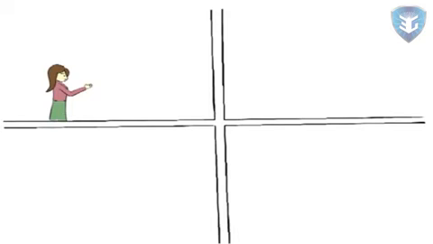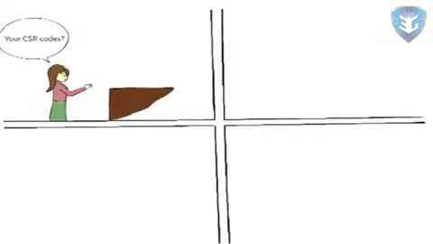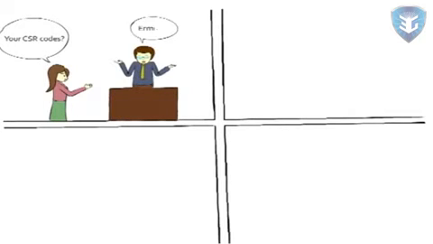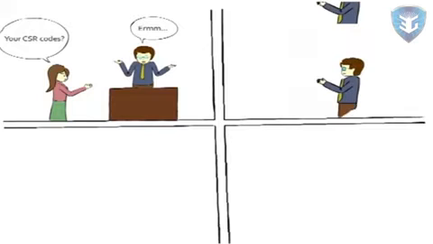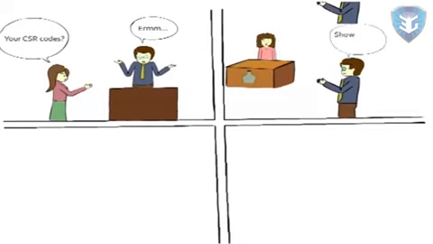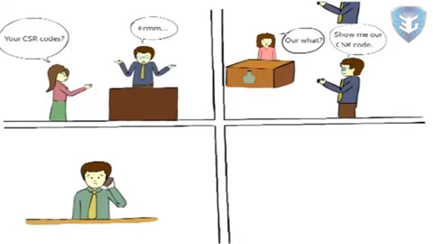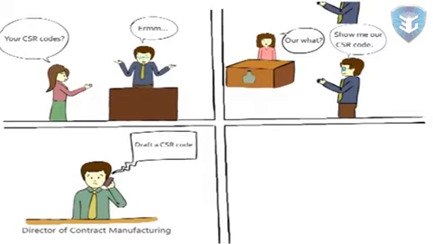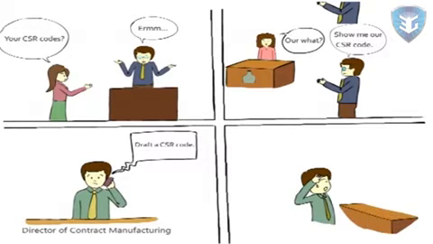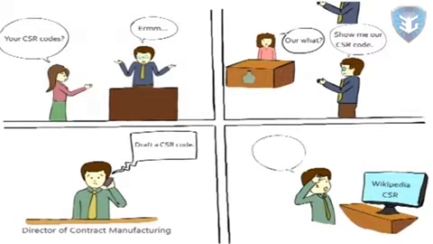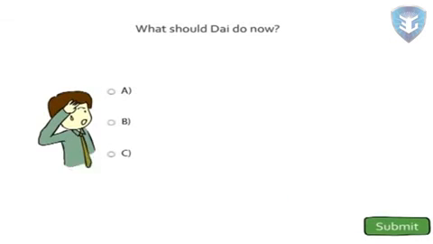This was the first time Ben had heard about a CSR code, and frankly was embarrassed he didn't know whether his company had one or not. Upon return from his client visits, he finds out they do not. He's not pleased. He calls Dai Takahashi, See-Through's director of contract manufacturing, and tells him to draft one. Dai is not happy. He's got a ton of other work to do, and he doesn't really know anything about CSR or even where to start in creating a code. What should Dai do now?